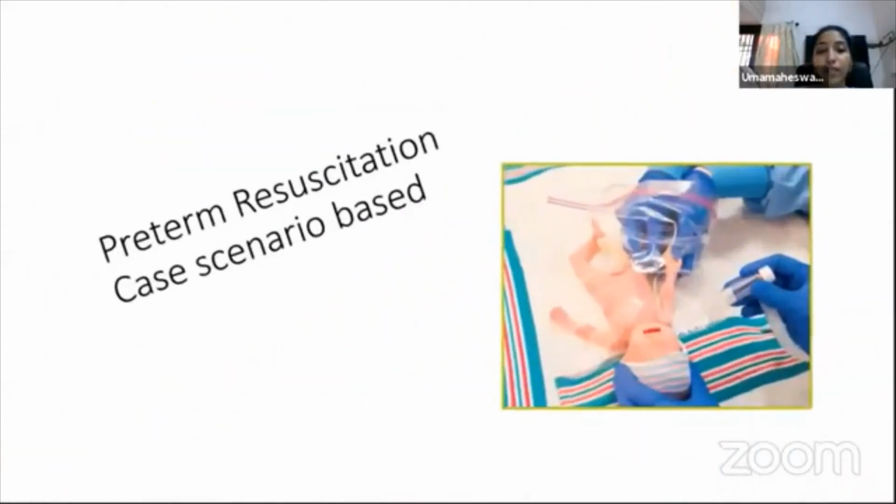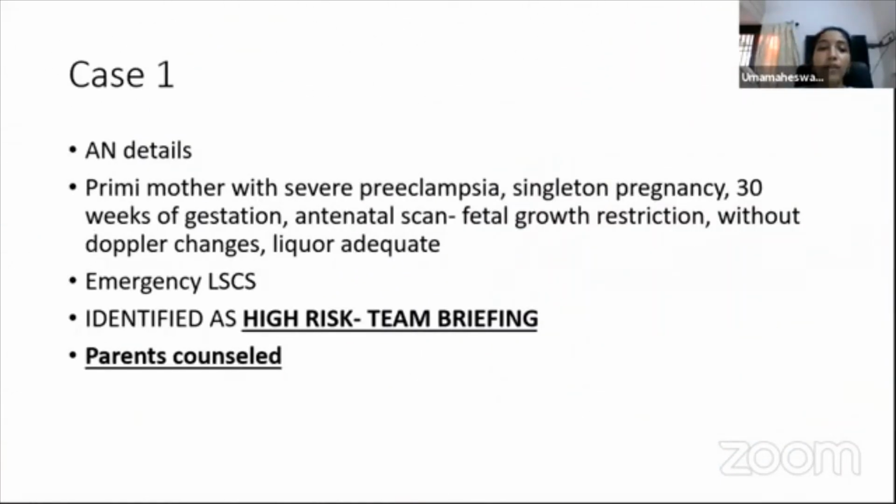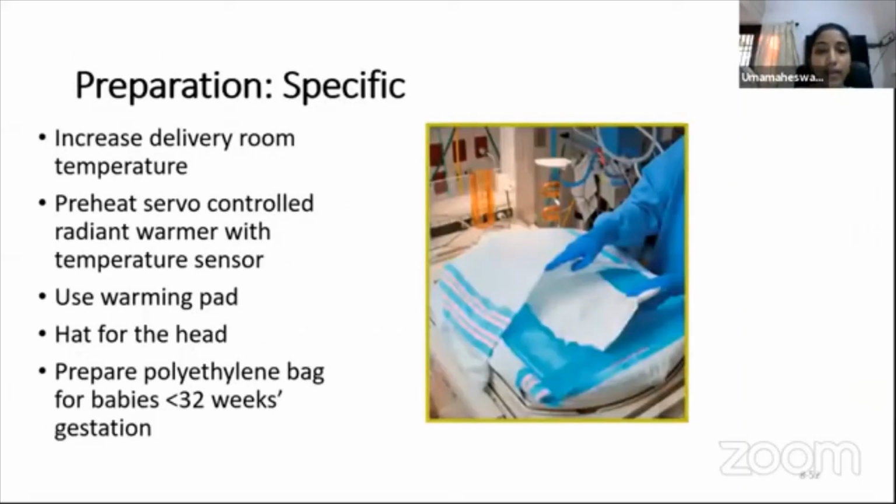So next is a preterm case scenario. This is a primary mother with severe preeclampsia, singleton pregnancy, 30 weeks of gestation, and antenatal scan showing fetal growth restriction without Doppler changes, and was taken for emergency LSCS. She was identified as high risk, team briefing was done, and parents were counseled.